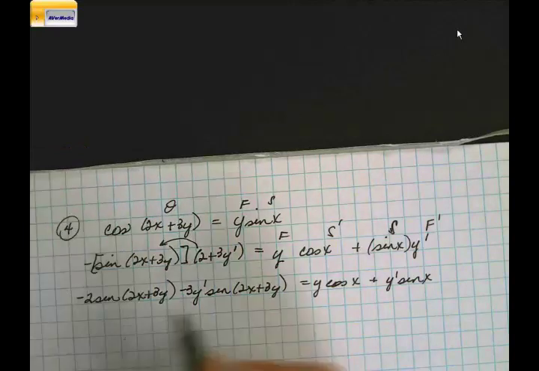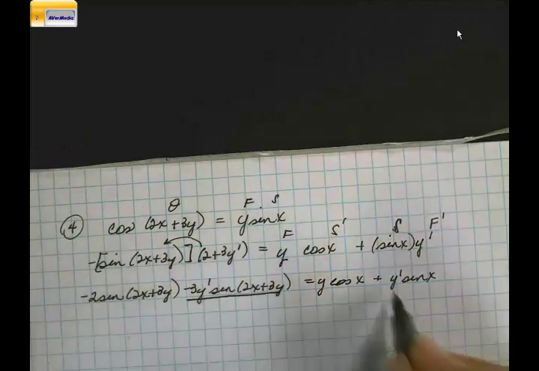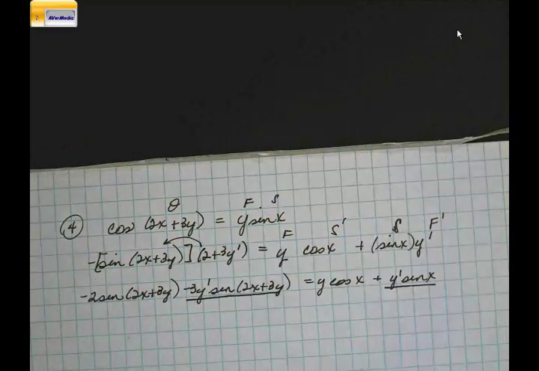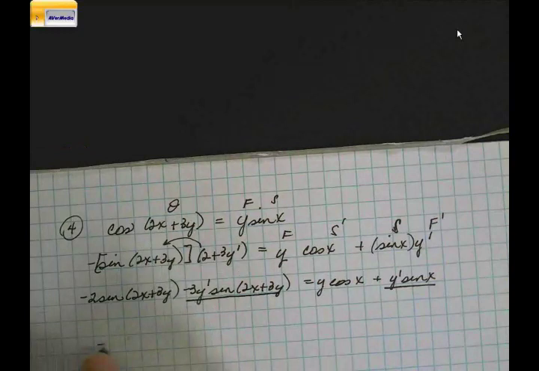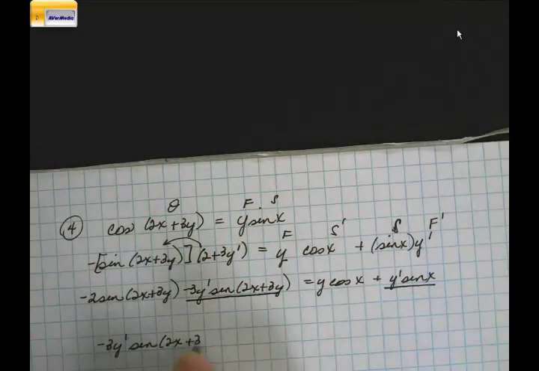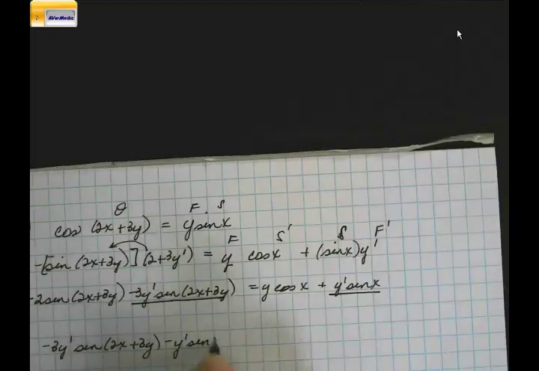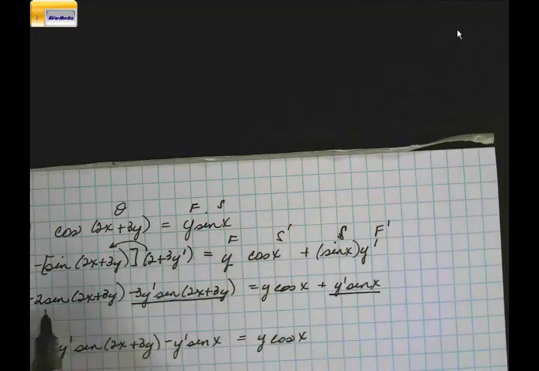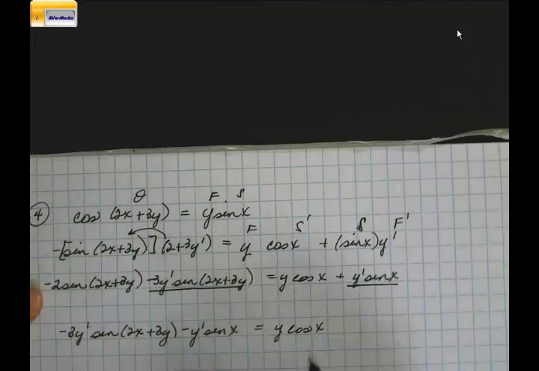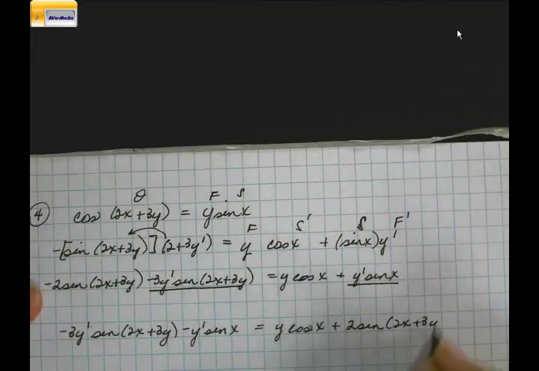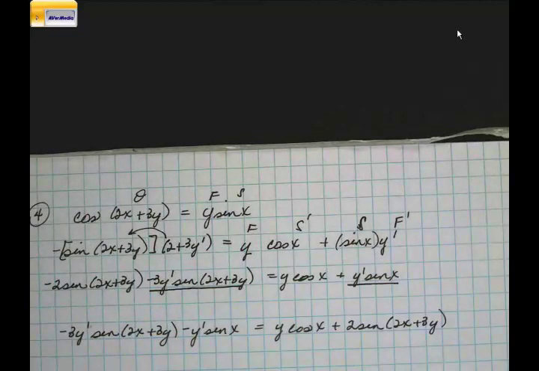Okay, so here is a y prime term, and here is a y prime term, and I'm going to move them all to the left and move everything else to the right. So now I have a negative 3y prime sine of 2x plus 3y, bring this y prime over, which is a subtraction of y prime sine x. Then on the right, I have a y cosine x, and move this 2 sine 2x plus 3y over. There we go.